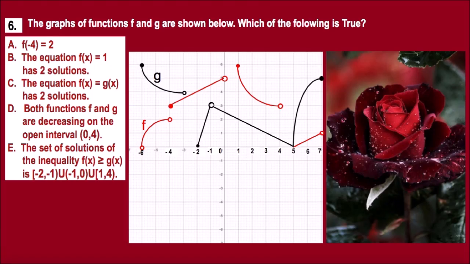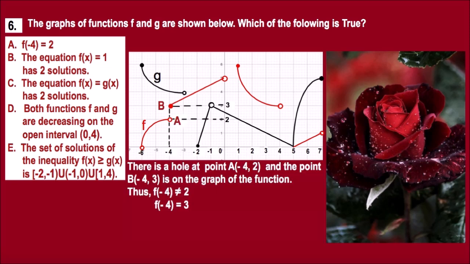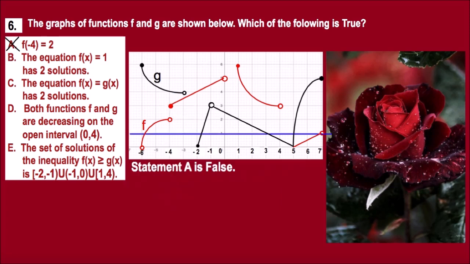Question 6. The graphs of functions f and g are shown below. Which of the following is true? A. f of -4 is equal to 2. There is a hole at the point A, -4, 2, and the point B, -4, 3, is on the graph of the function. Thus, f of -4 does not equal 2, f of -4 equals 3. Statement A is false.